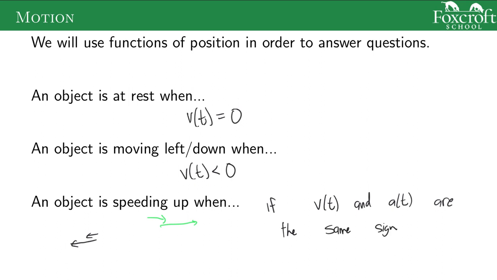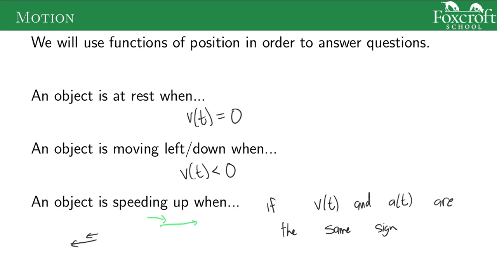have the same sign. If they're both positive or both negative, then I'm speeding up. If I'm going in the positive direction and accelerating in the positive direction, it pulls me further and faster that way. If they're both negative, I'll be going to the left and it'll be pulling me faster to the left, so I'm speeding up.